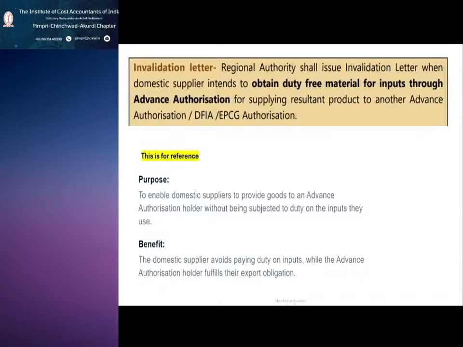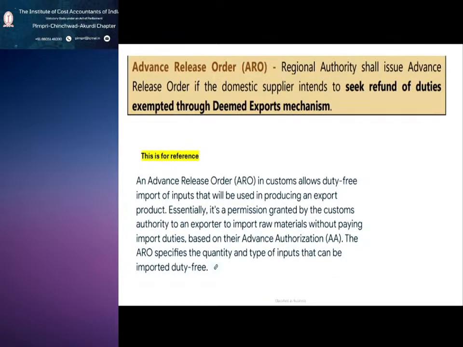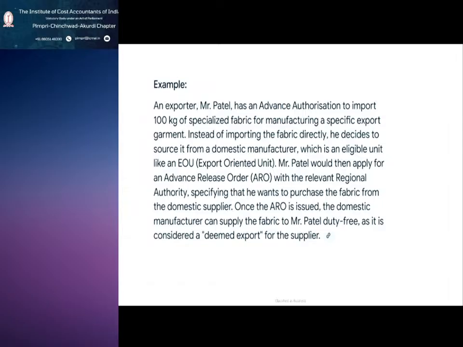Here the holder of the invalidation letter, the domestic supplier, does the direct import, and here he purchases through the deemed export mechanism. So this is the thing you need to remember in the two different scenarios.